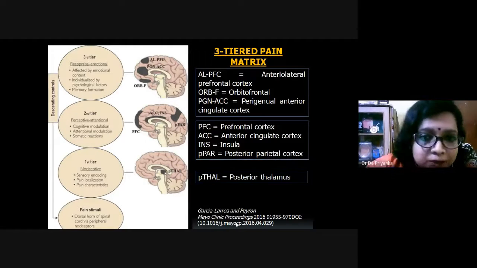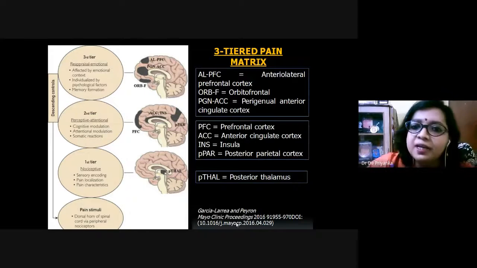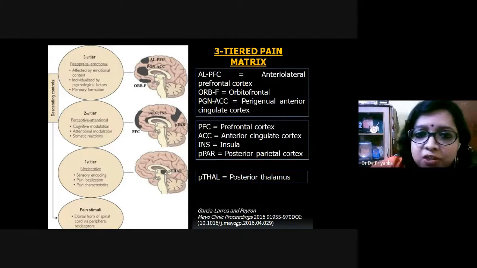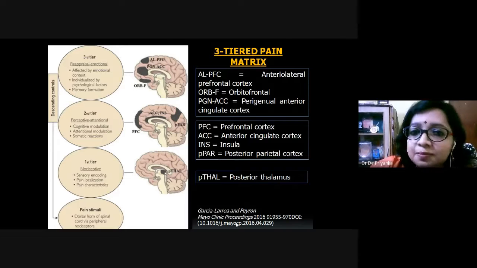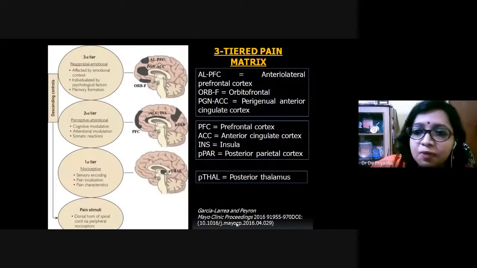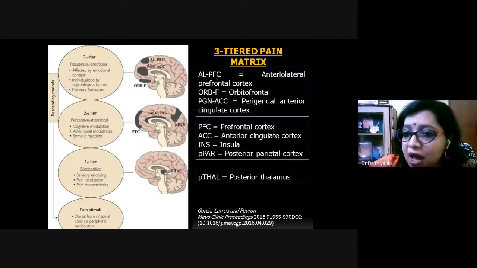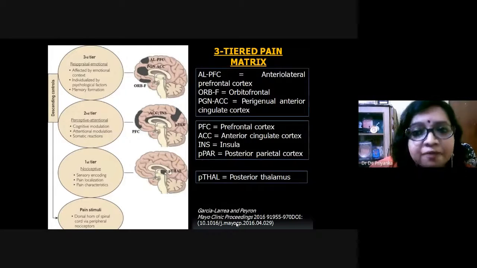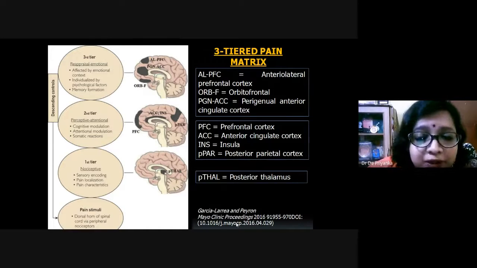We call it the perceptive attentional tier. So the second tier deals with the perceptive attentional tier, where the cognitive modulation, attentional modulation, and your bodily reactions to the pain will ultimately be there, because it's ultimately your brain, the central nervous system part, which interprets that you are in pain. Unless your brain says that you are in pain, nothing will happen. And so the PFC, the prefrontal cortex, the cingulate cortex, and the parietal cortex all come together to have that perceptive attentional concept. And finally, the highest thought process of pain interpretation is the reappraisal or emotional tier.